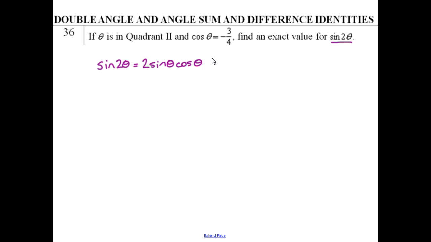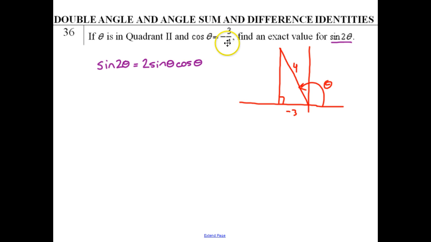Next, there's a bit of information that we don't know. We do know cosine of theta is -3/4, so we could sub that in right away. However, we have to do some figuring to figure out the sine of theta in order to be able to evaluate this expression. So let's make a picture. It says it's in quadrant 2, so we're going to place the reference triangle in quadrant 2. We know that cosine is the adjacent over the hypotenuse. In other words, it's the x over the r.